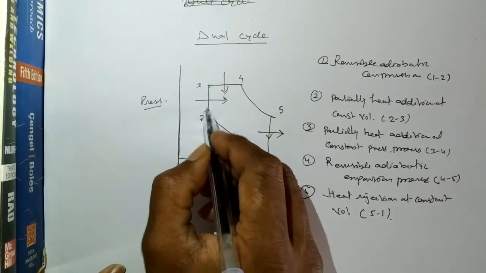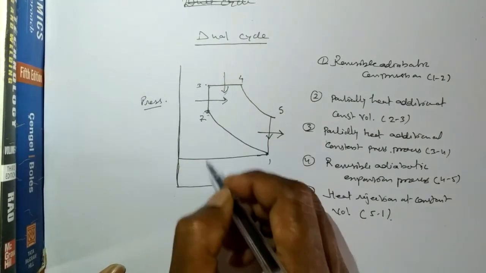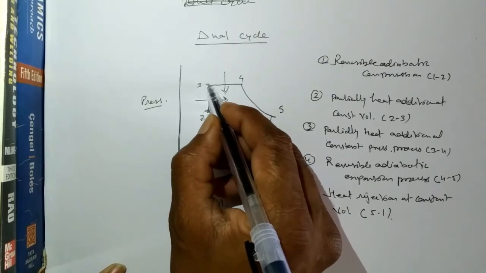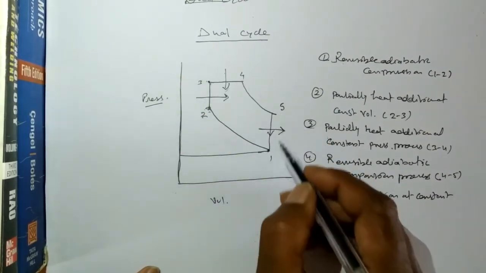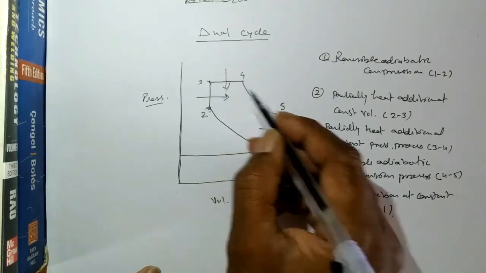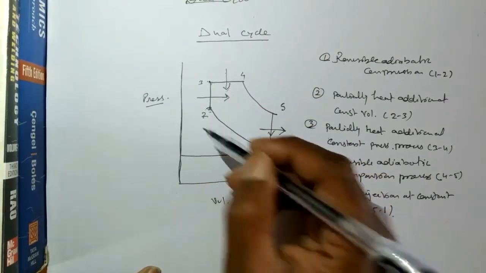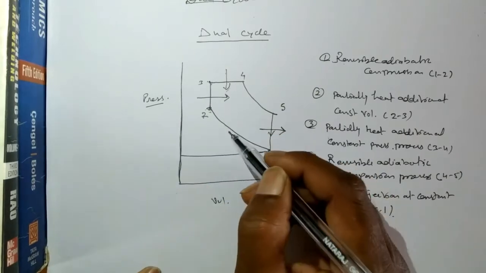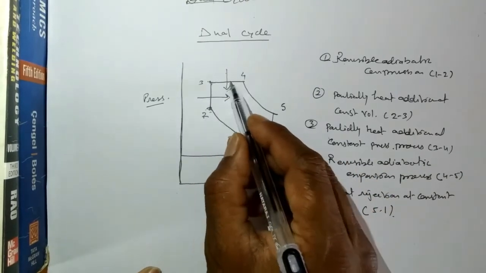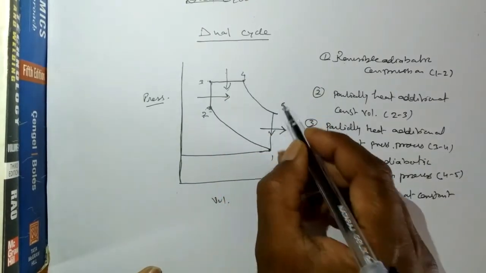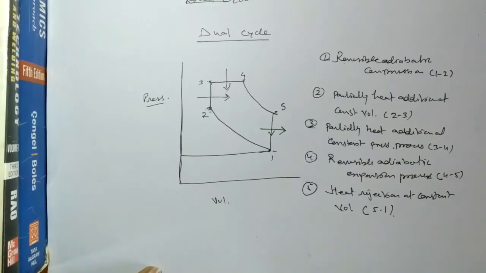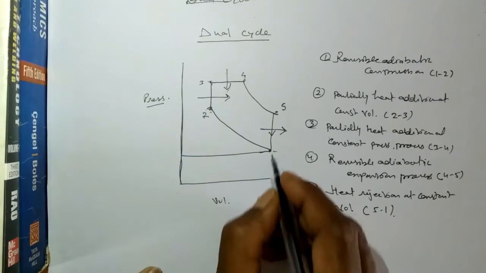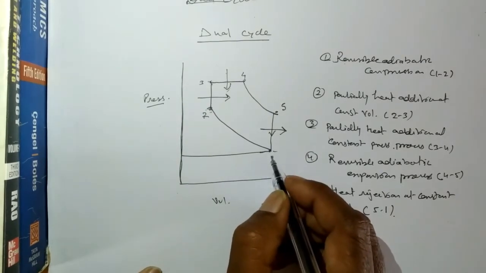Similarly, 2 to 3 is also an isochoric process. We can also find the pressure, volume and temperature at point 3. Similarly, we can find all the properties, pressure, volume and temperature, at the corresponding points 3, 4, 5 in terms of point 1.